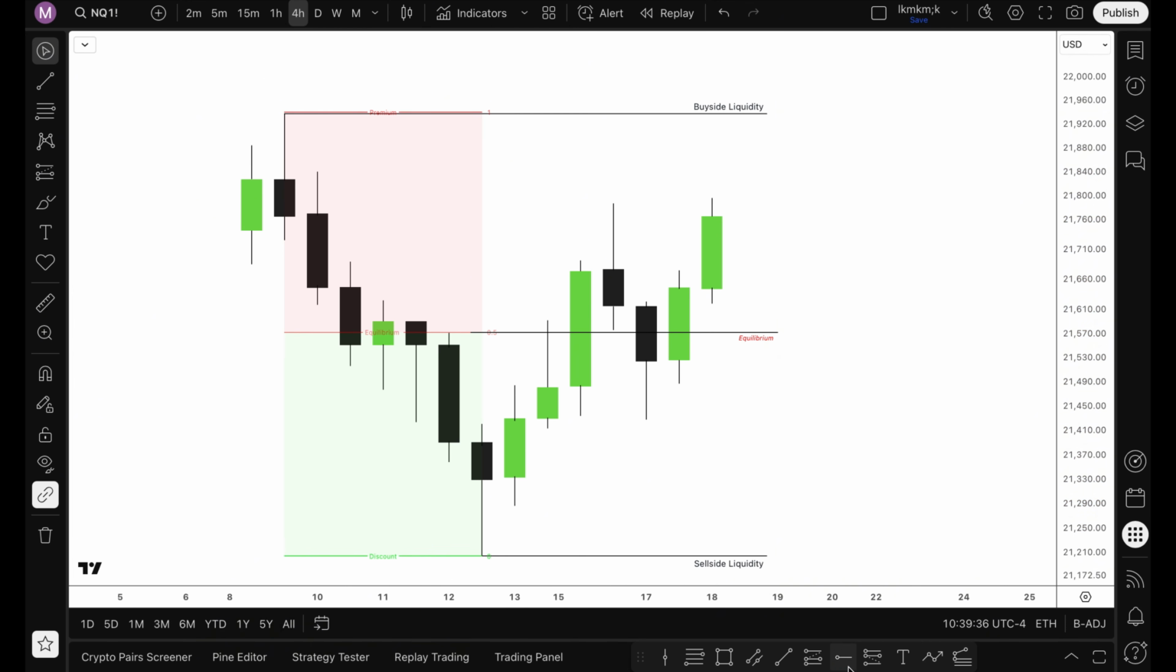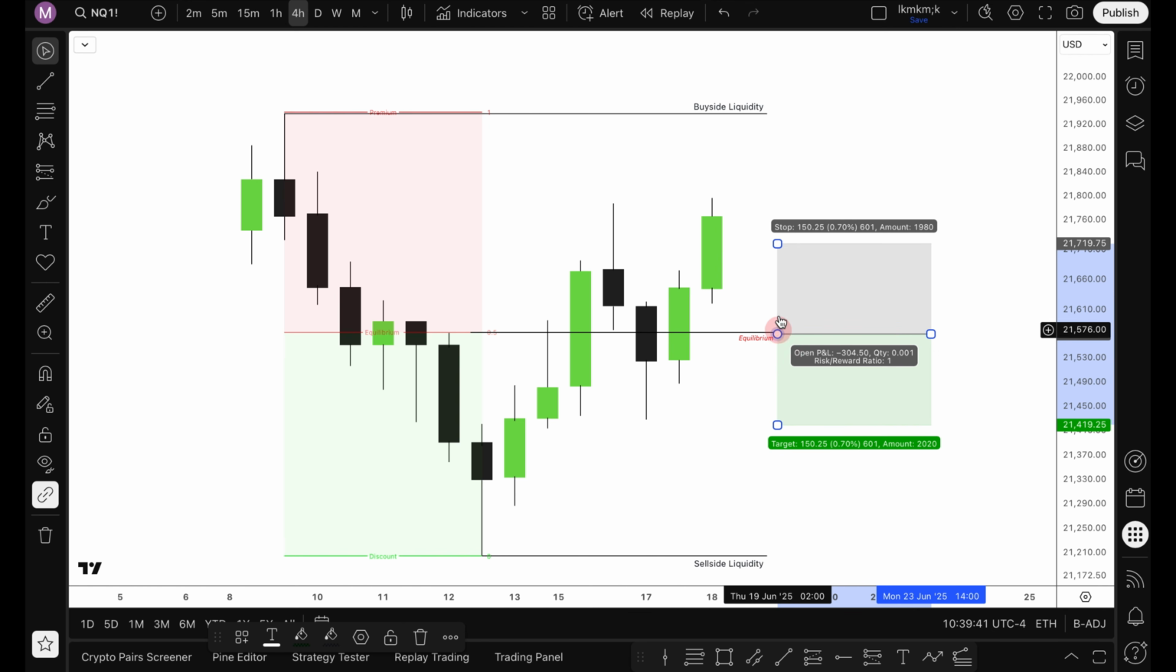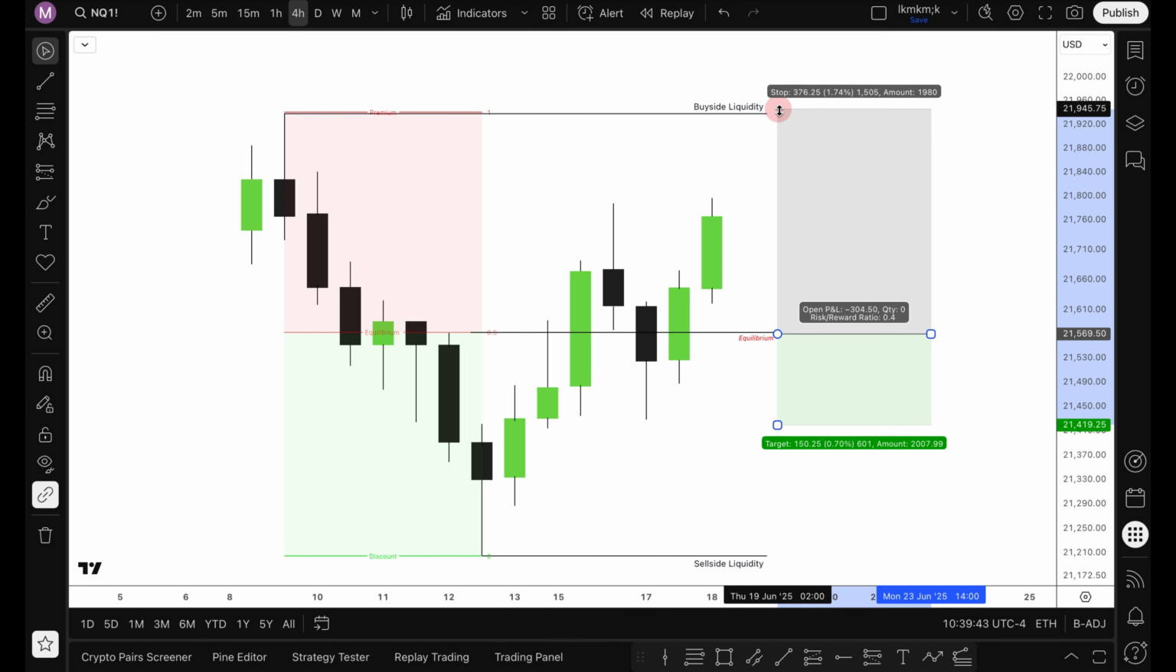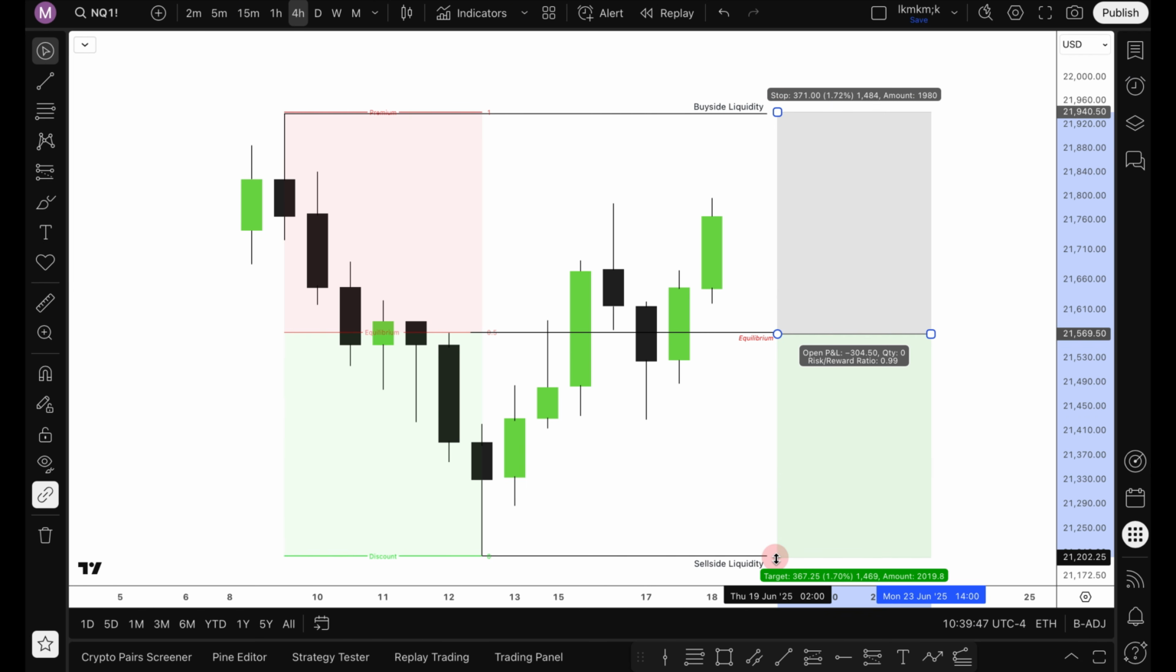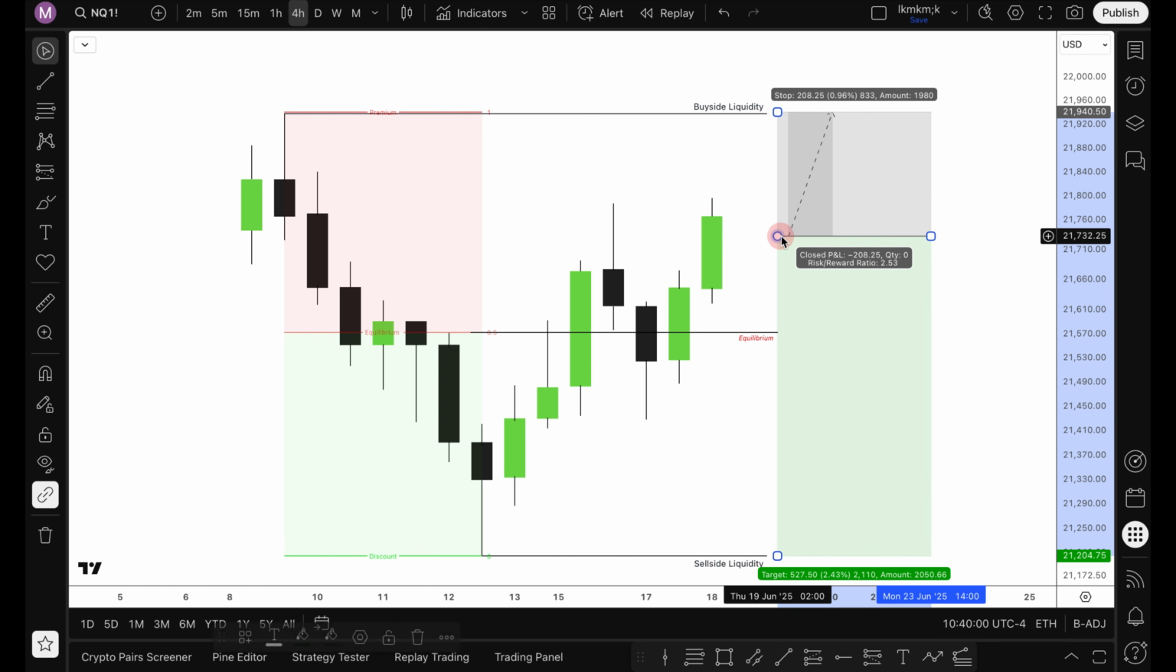And on the flip side, if I enter a sell position at equilibrium and I put my stop loss above this high and my take profit below this low, you can see that my risk to reward ratio is about 1 to 1. And if I move my entry position deeper into a premium, you can see that my risk to reward becomes more favorable and turns into a 1 to 2 or 2.53.